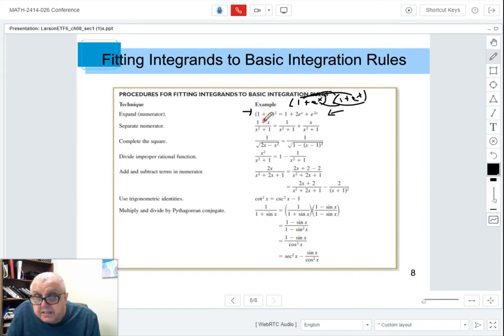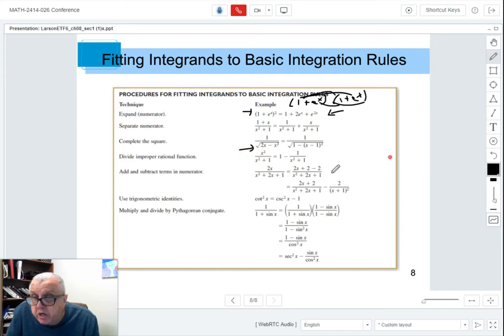If you had this, because of the plus sign, you could separate the numerators, right? 1 plus x over a denominator is the same thing as saying 1 over the denominator plus x over the denominator. So you could separate them into two fractions, because they're being added or subtracted on top, and then you can integrate them separately.